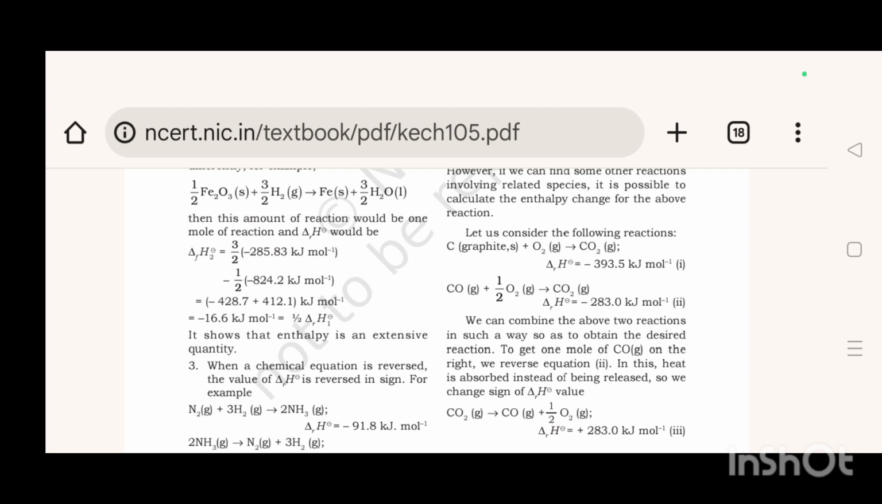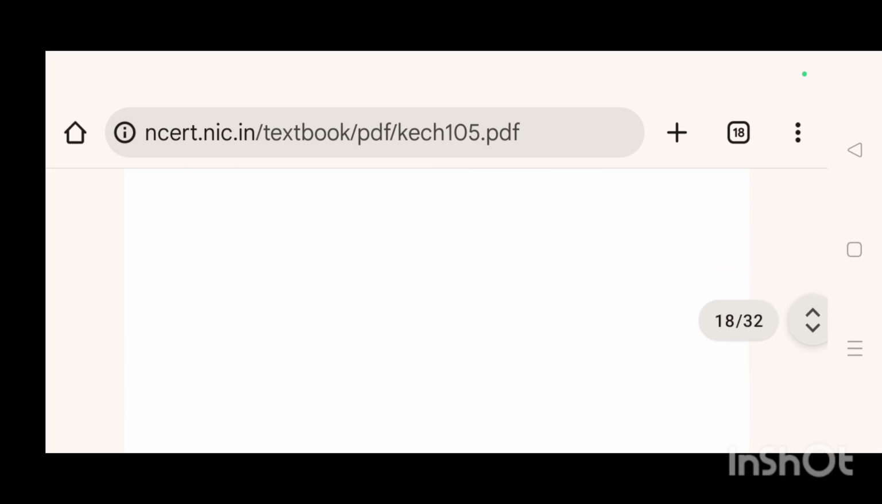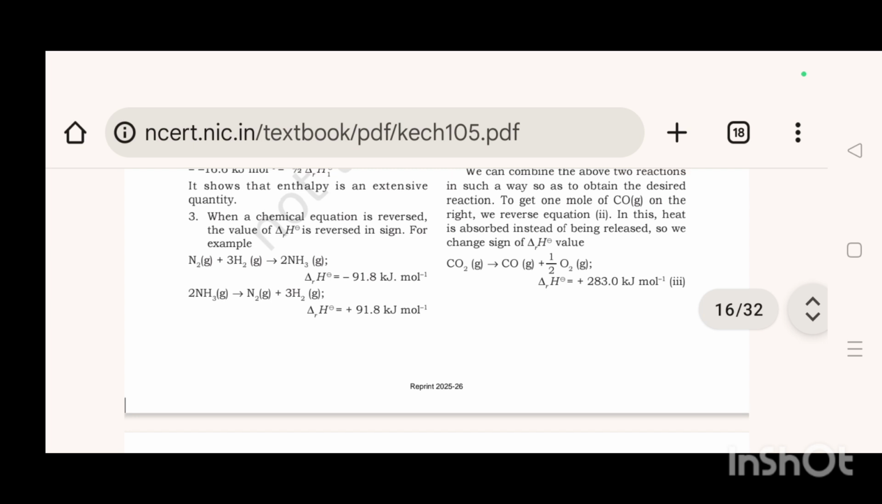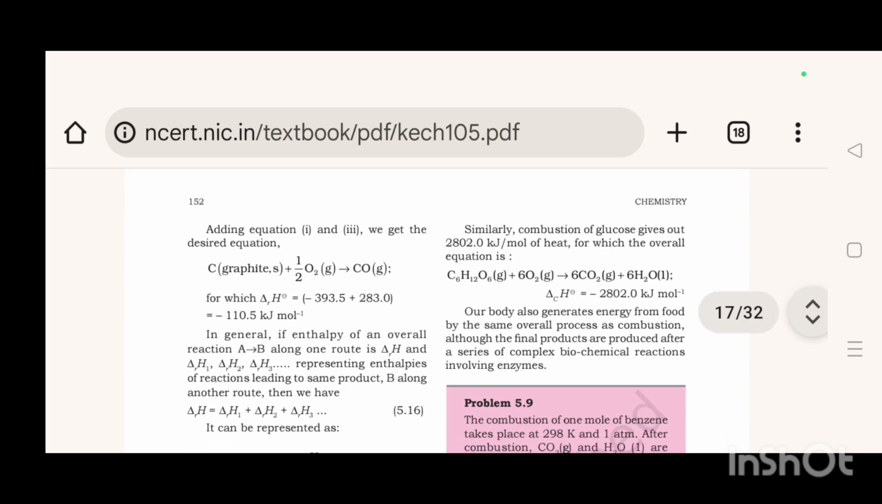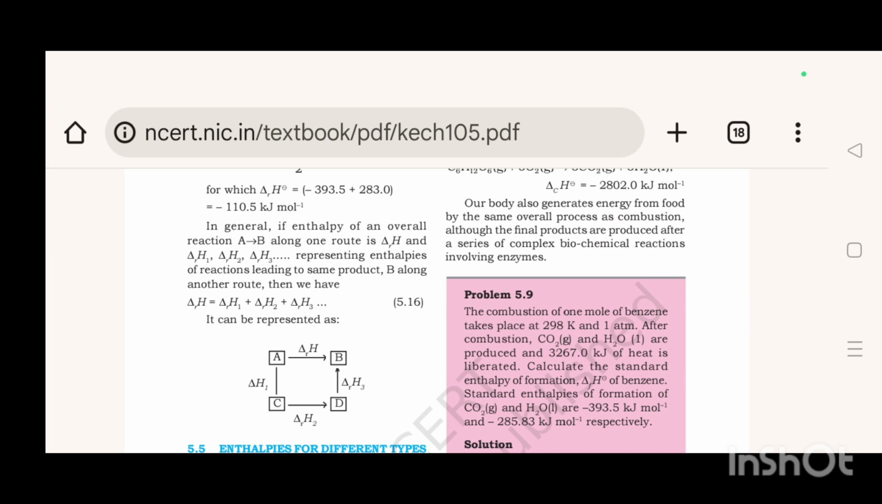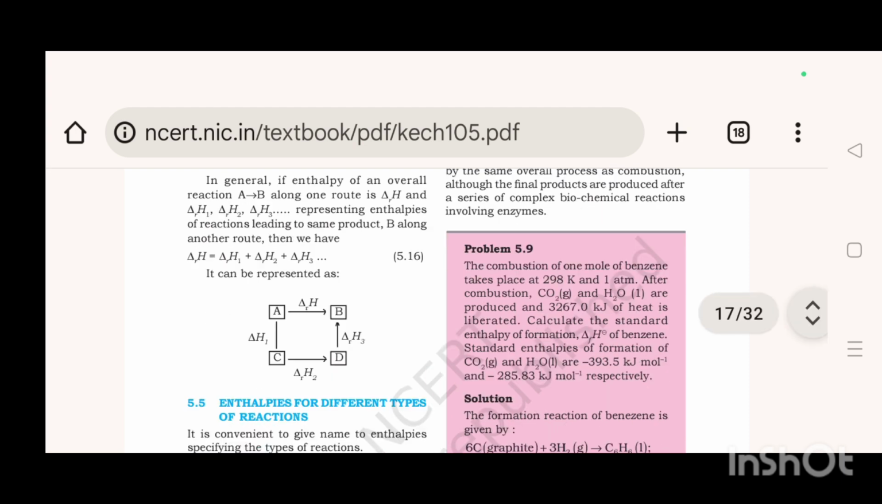CO2 gives CO plus half O2, and for that ΔH equals plus 283.0 kJ mol⁻¹. Adding equations 1 and 3, we get the desired equation: C (graphite) plus half O2 gives CO, for which ΔrH is minus 110.5 kJ mol⁻¹. In general, if the enthalpy of an overall reaction A gives B along one route is ΔrH, and ΔrH1, ΔrH2, ΔrH3 represent enthalpies of reactions along another route, then ΔrH equals ΔrH1 plus ΔrH2 plus so on.